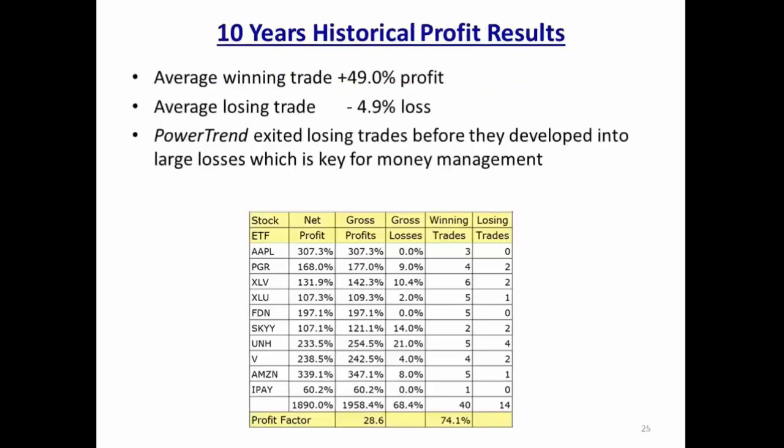And the average winning trade was 49%, and the average losing trade was 4.9%. So we can see the winning trades were much higher than the average losing trades, and that's an indication that PowerTrend exited the losing trades before they developed into big losses. That's a key part of our money management program. So a very low risk way to trade stocks and ETFs. If your average losing trade is only 4.9%.